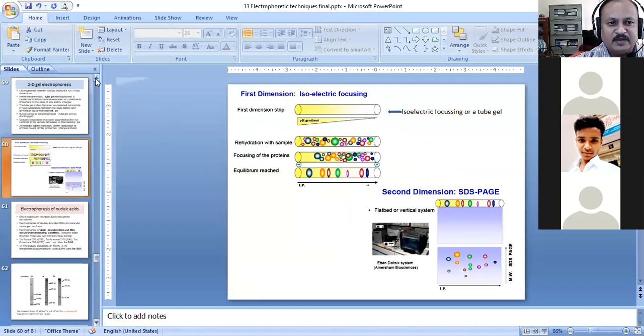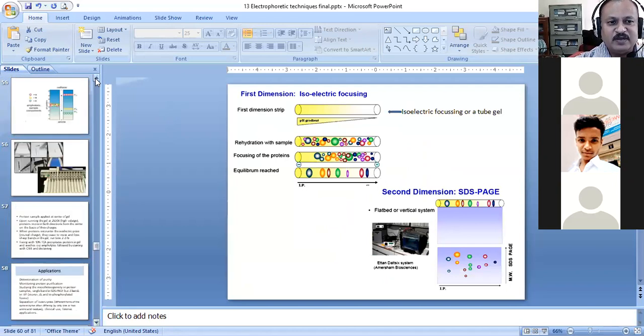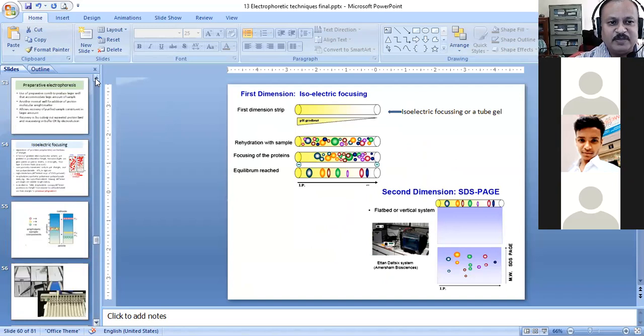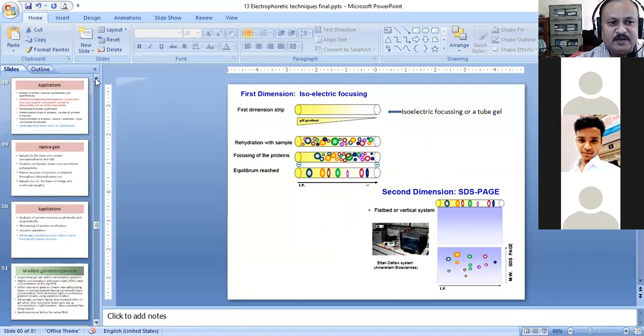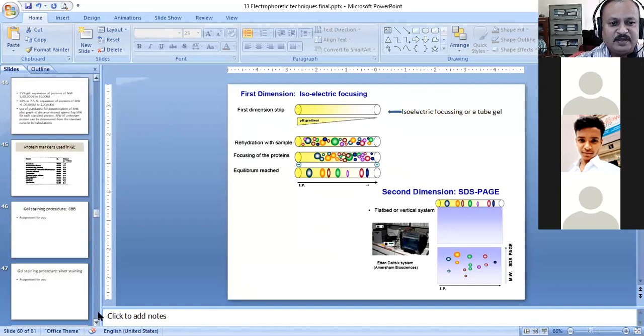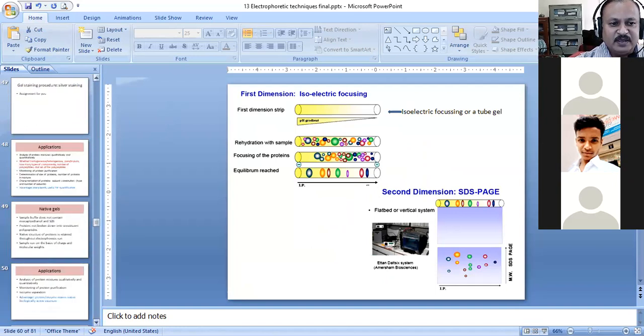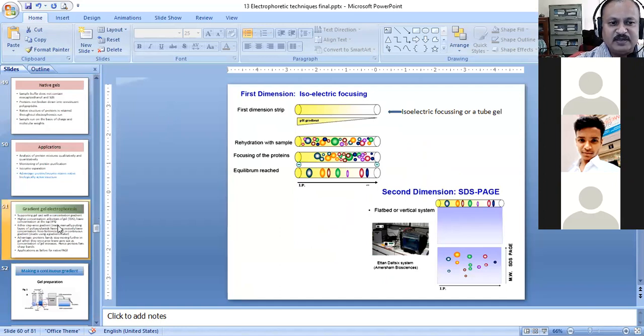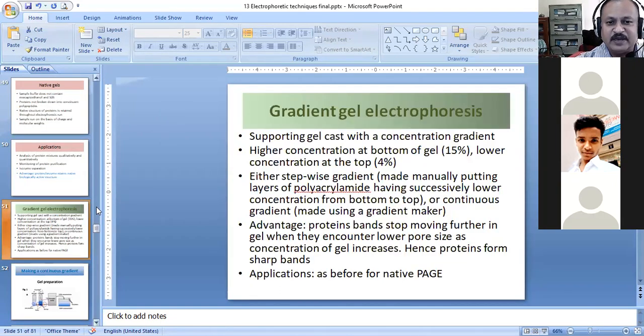Okay. So yesterday, what we had done? Can you tell me briefly? Yesterday, I think we started with gradient gel electrophoresis. Is it correct?